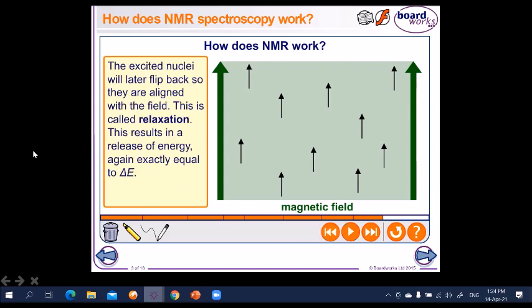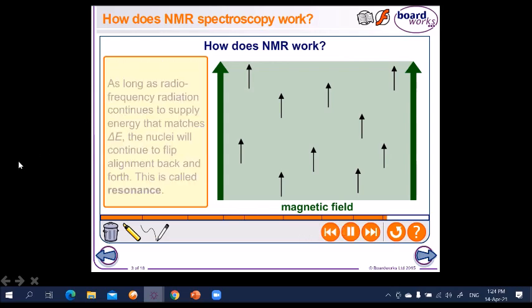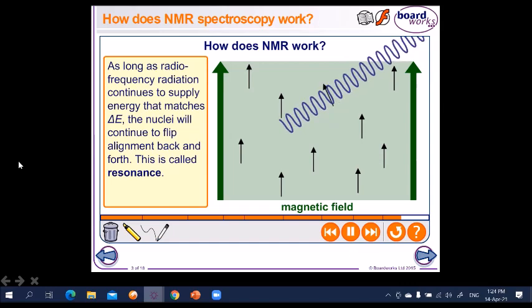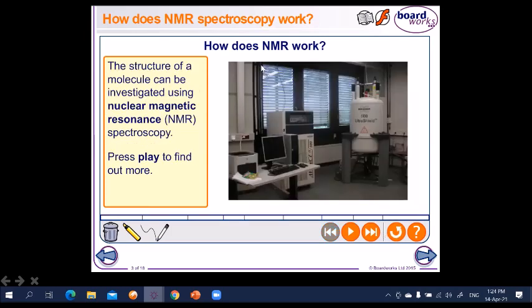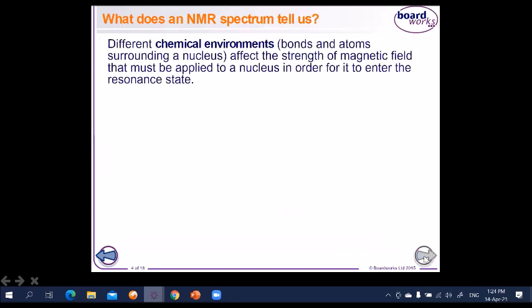Again, let's see the animation one more time. So as long as they keep getting radio waves with enough energy, the nuclei will be able to flip back up again. That's resonance. All right, so that's how NMR works.